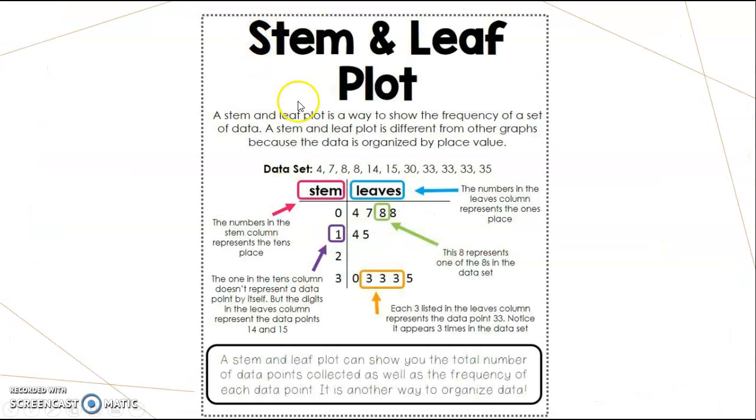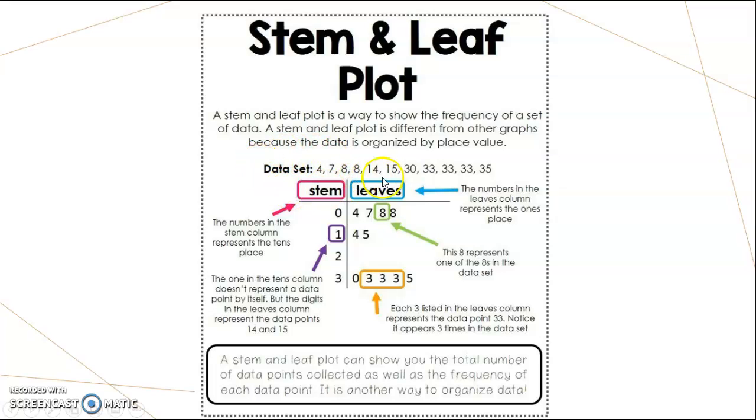So we know that a stem and leaf plot is a way to show frequency of a set of data. A stem and leaf plot is different from other graphs because the data is organized by place value. So in the stem side we have our tens place, and our leaf side we have our ones place. This represents the tens, this represents the ones.